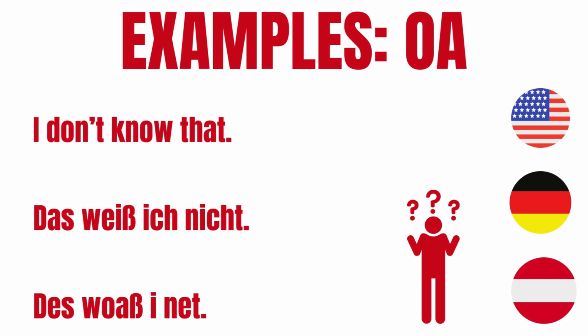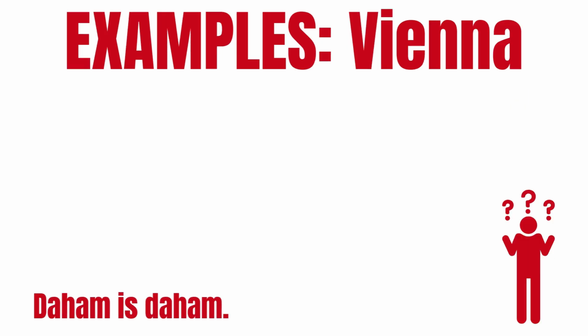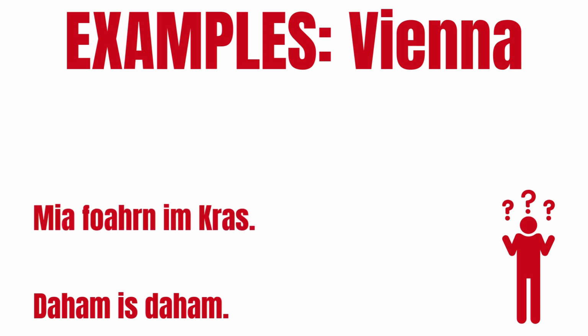Alternatively, you may come across the following sentences around the area of Vienna. Daheim ist daheim. Mir fahren im Gras. Das weiß ich nicht.